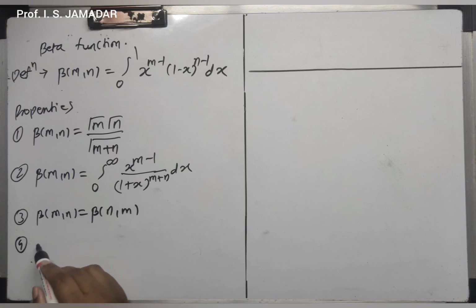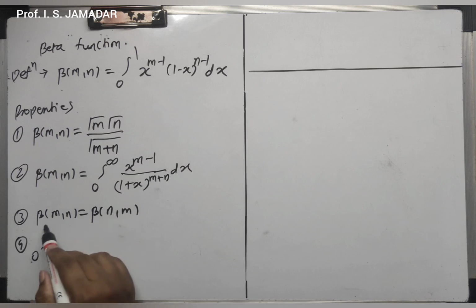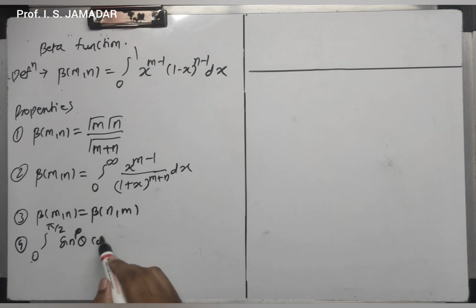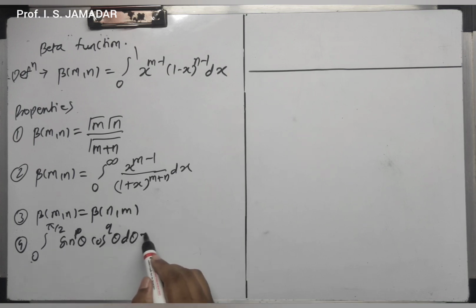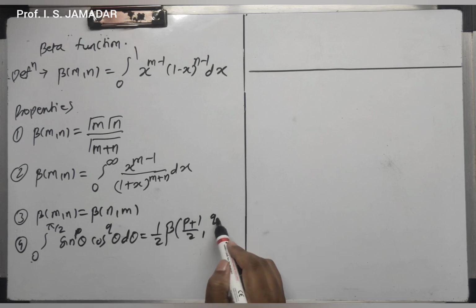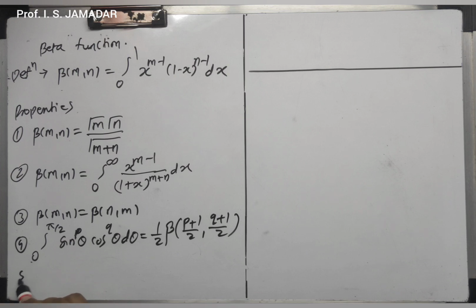Fourth, we have another basic formula which we will use in more examples: integration 0 to pi by 2 sine raised to p theta into cos raised to q theta d theta is equal to 1 upon 2 into beta of p plus 1 by 2, comma, q plus 1 by 2. Then fifth, we may have to use that gamma n plus 1 is equal to n gamma n, and gamma 1 by 2 is equal to root pi. So these are some basic properties and formulae for beta function.